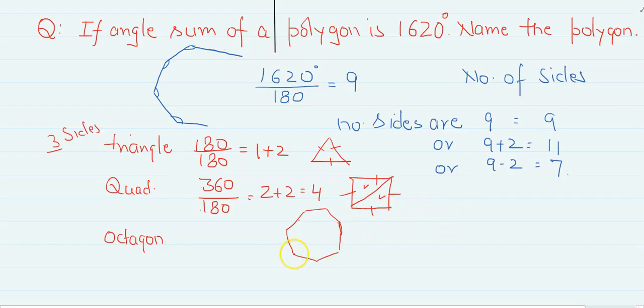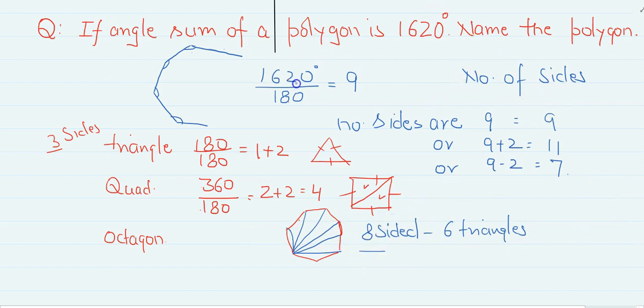Let's see how many triangles are there. This is 1, this is 2, this is 3, this is 4, this is 5, and this is 6. So if a figure is 8-sided, there are 6 triangles. Or if there are 6 triangles, the figure is 8-sided. You have to add 2.